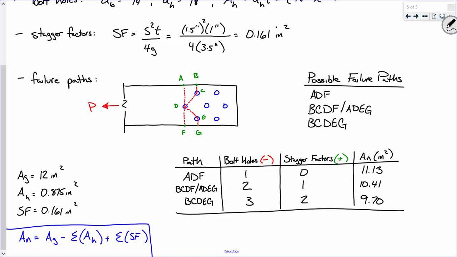Now, you tell me, if you're taking this member and yanking on it, which path do you think this member will fail on first? The top one, the middle one, or the bottom one? The bottom one, right? In other words, if I'm yanking on it, it's going to fail along the path of least resistance. This last path is going to offer the least resistance because it has the least amount of area. So if I'm going to say, okay, what is the net area of this connection? The net area is 9.70 inches squared.